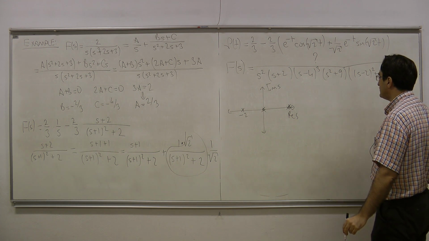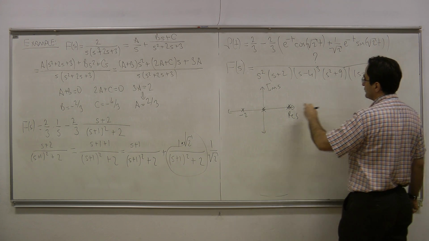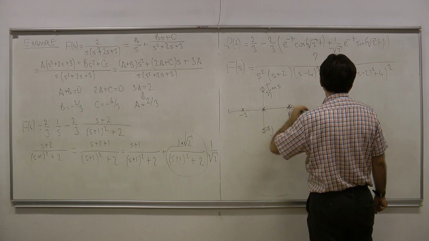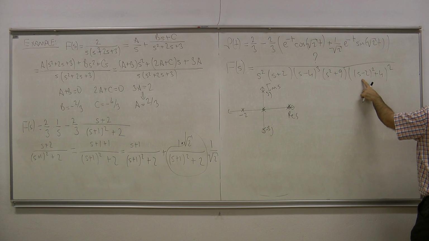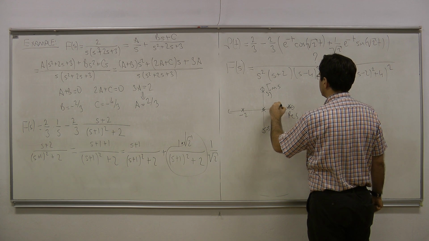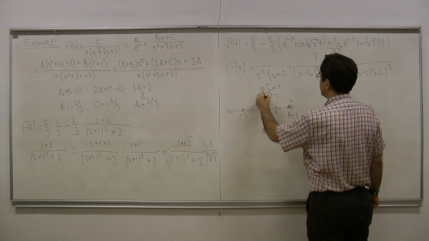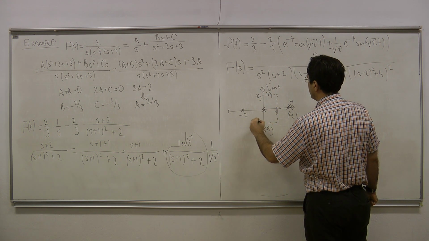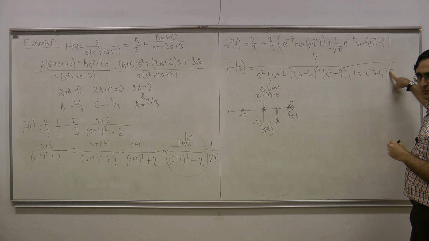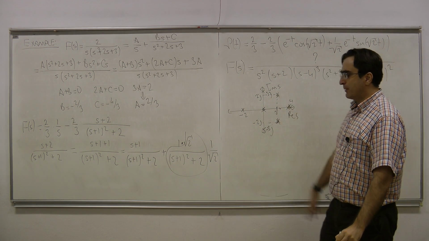Okay? And I have purely imaginary poles at plus minus 3j. And I have repeated poles at 2 plus minus 2j. Okay? So this is the point, let us say 2. This is 2 plus minus 2j. This is 2j and minus 2j. I have poles here, but they're repeated twice. Okay? So I have double poles here. So this is my pole-zero diagram.